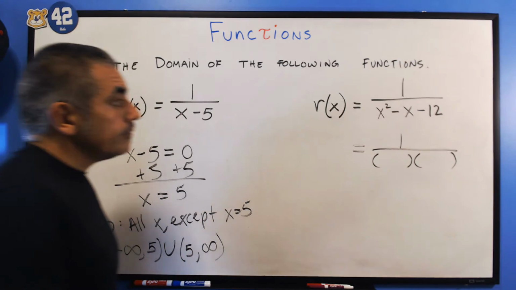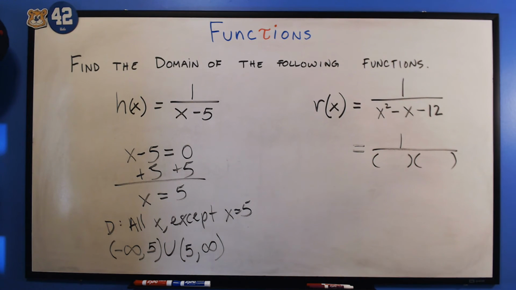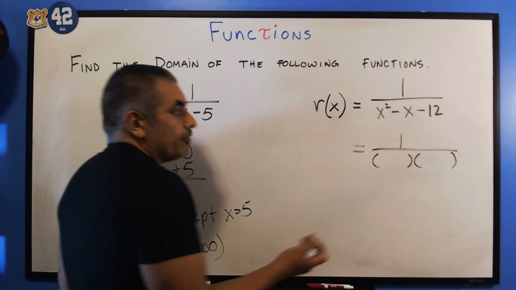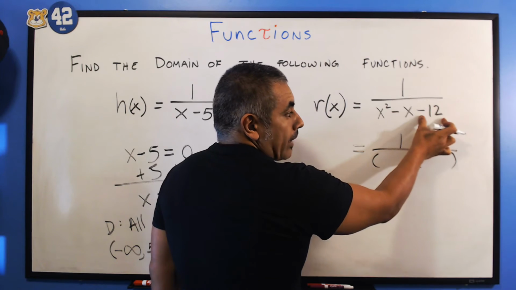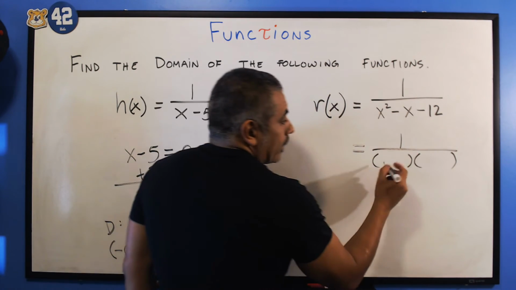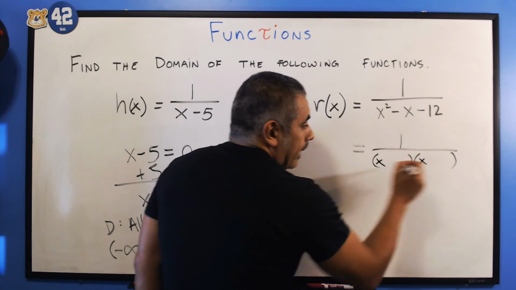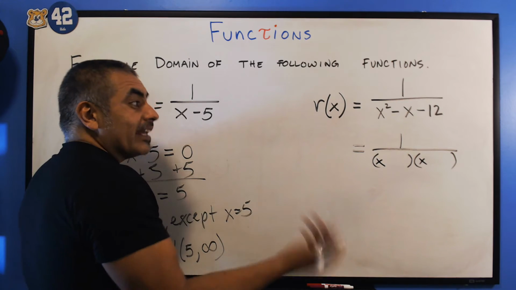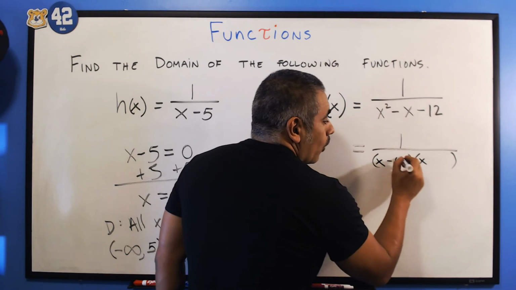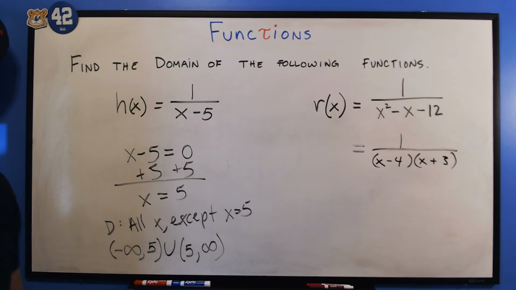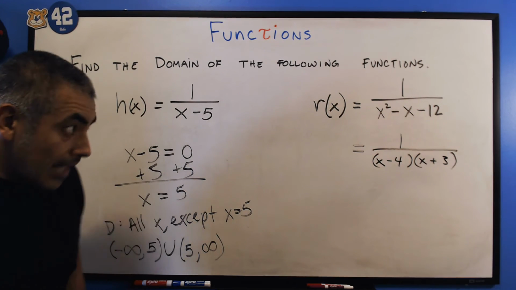Now, how do we factor polynomials, especially quadratics? Well, all we have to do here is find two numbers that multiply to negative 12 that add up to negative 1. So we know that the first ones are going to be x and x. And then 3 times 4 is 12. And to make it negative, we need one negative. So negative 4, positive 3. And there we have it, our factored denominator.